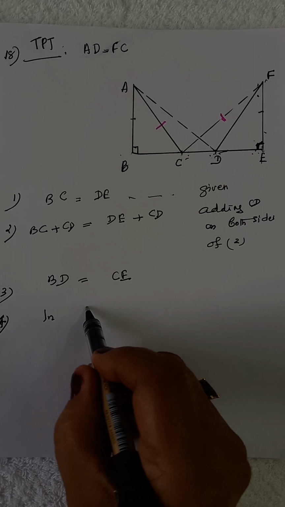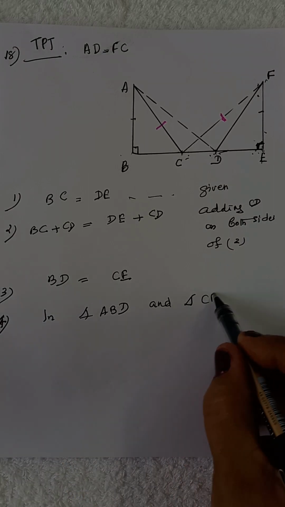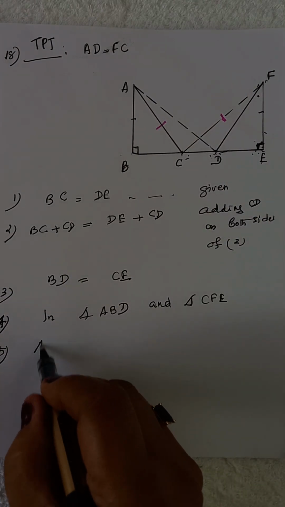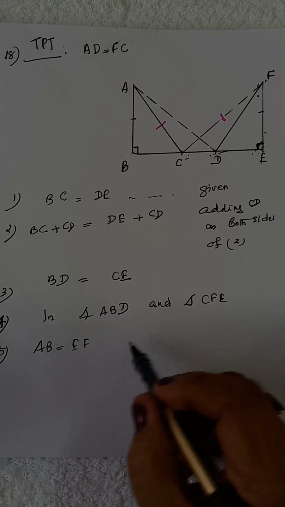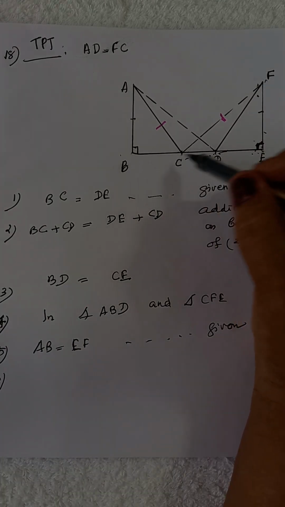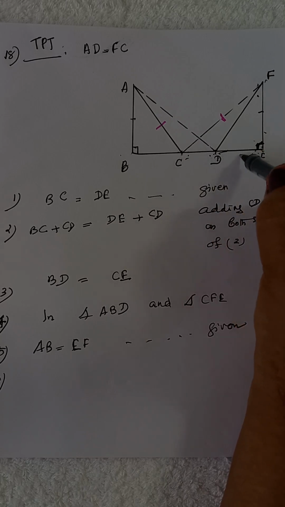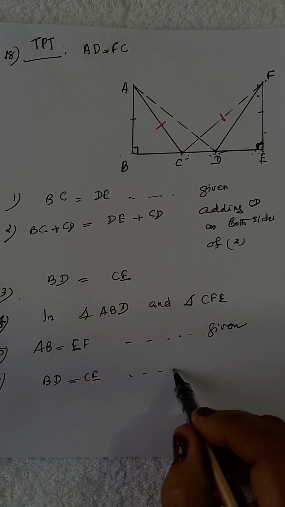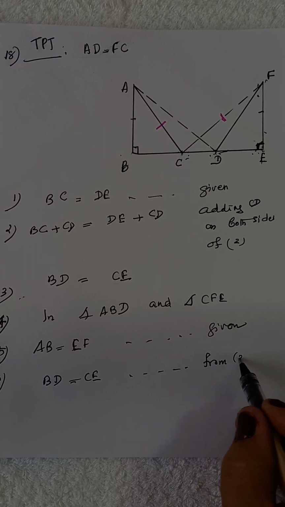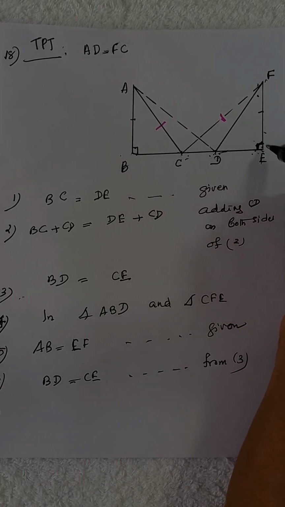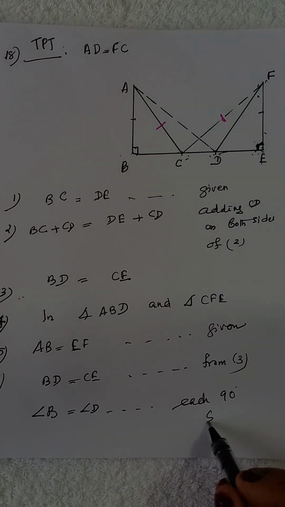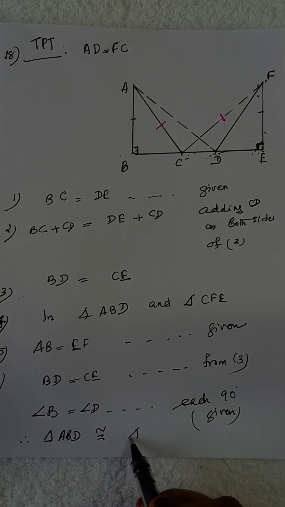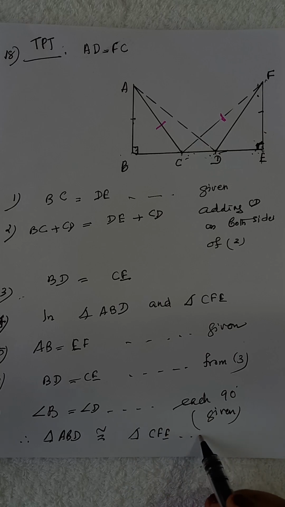Fourth point, triangle ABD and CFE we can take. So we can write in triangle ABD and triangle CFE. What are the points given there? AB, that is equal to EF given. AB is equal to EF. Reason is given. Sixth point, BD is equal to CE. We got it in third point. That is from 3. Seventh we can write this angle B is given as angle E. Each is 90 degrees. That is given. Eighth point is therefore triangle ABD is congruent to triangle CFE. Reason is SAS test.